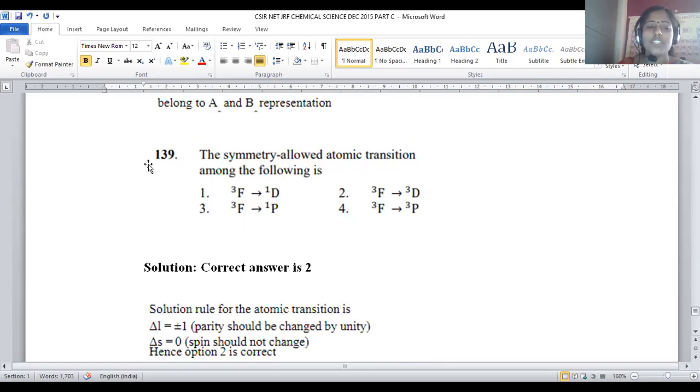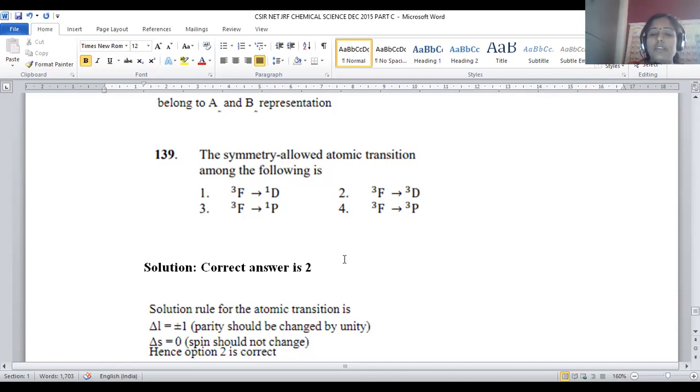Let us move on to question number 139. The symmetry allowed atomic transitions among the following, right? Again, it is a question from group theory, where point group symmetry is provided and which kind of transition is allowed. In order to predict this allowed transition, we have to follow 2 protocols. One is the spin protocol, second is the azimuthal quantum number, angular quantum number protocol.